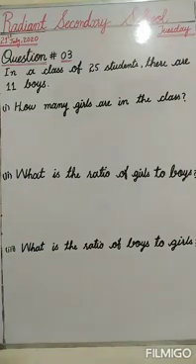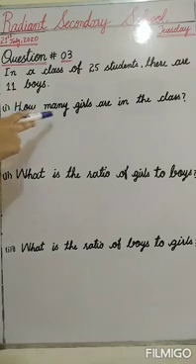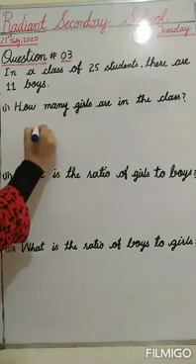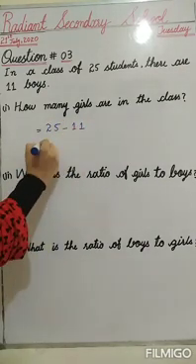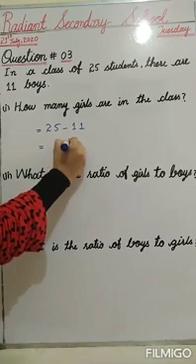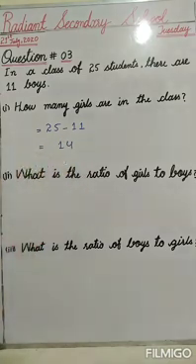Okay class, now question number 3. Question number 3 is, in a class of 25 students, there are 11 boys and we have to answer these 3 parts further. Now in first part we have how many girls are in the class. If the total number of students are 25 and number of boys are 11, to find out the girls, what we have to do? We have to subtract the number of boys from the total number of students. 25 minus 11. And what will we get? We will get 14. There are 14 girls in the class.